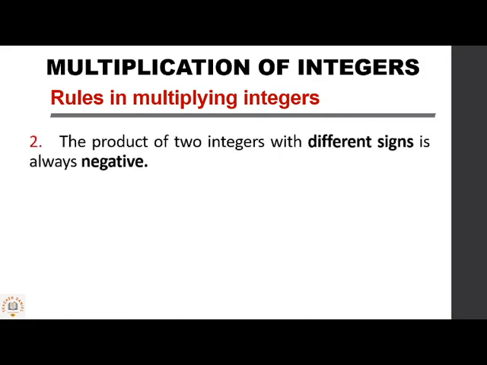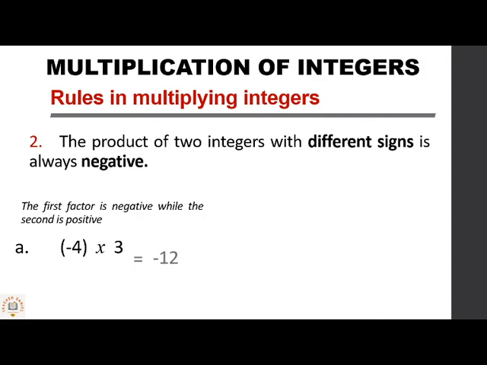The second rule is the product of two integers with different signs is always negative. Letter A, negative 4 times positive 3. As you can see, the first factor is negative, while the second factor is positive. So the answer is negative 12.